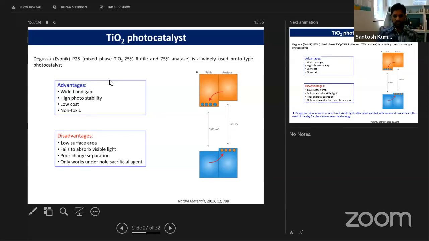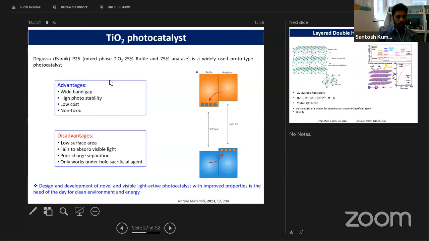And as I discussed earlier, it doesn't absorb the visible light, it has poor charge separation, and it only works with a sacrificial agent. Remember the word sacrificial here, I will be discussing it later on. Therefore, designing the visible light active catalyst is the key.